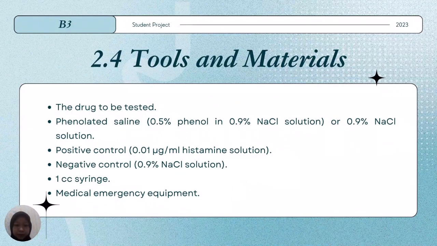In principle, an intradermal test is carried out by inserting the material to be examined intradermally. The following are the tools and materials that need to be prepared to carry out an intradermal test.